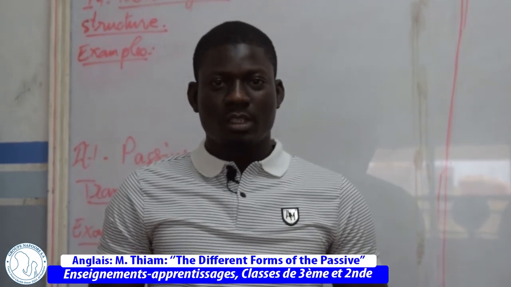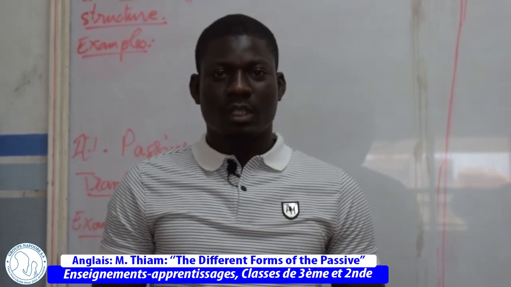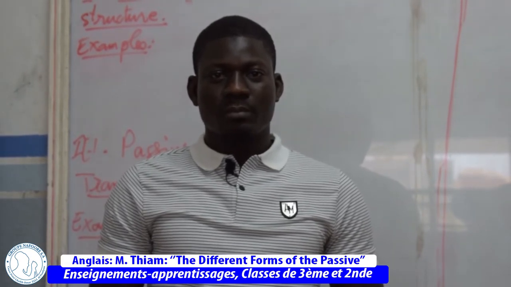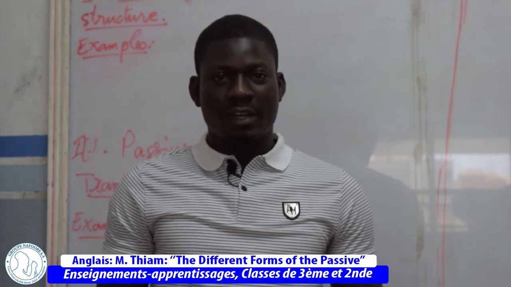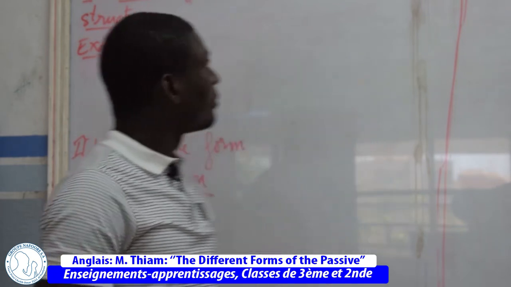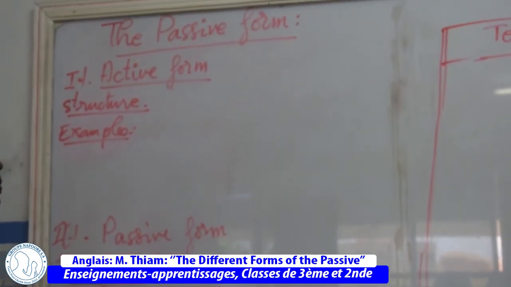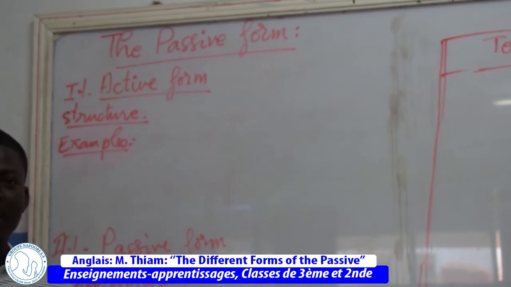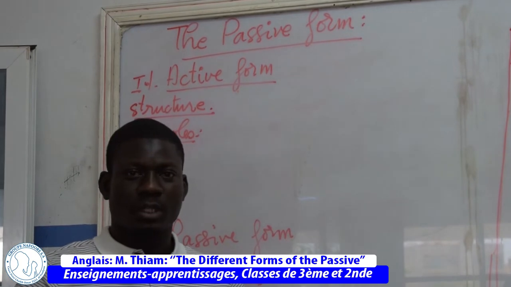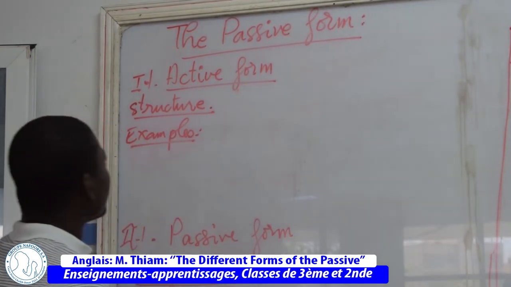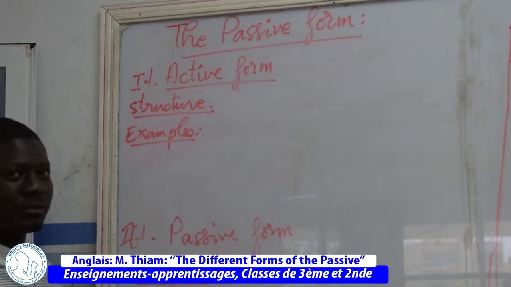Well, today we're going to deal with a very popular lesson, okay? A use which is very useful, very important in English and very vital, which is the passive form. Now we're going to learn how to transform an active sentence into a passive sentence. Okay? Well, number one, the active form. Let's start with the active form.